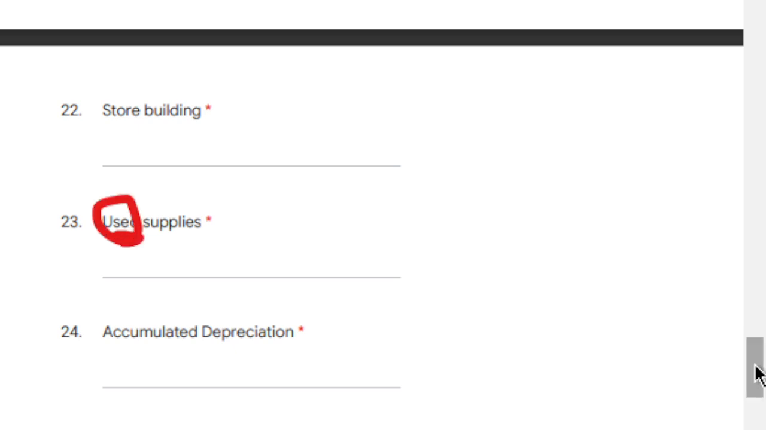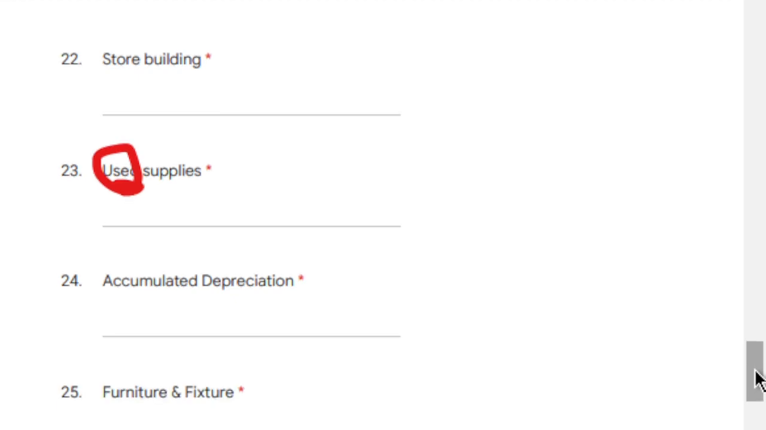Accumulated depreciation is part of the asset, but take note that this is a contra asset account. Again, accumulated depreciation is a contra asset account, but then again, our answer for this is asset. Next, a furniture and fixture is an asset.